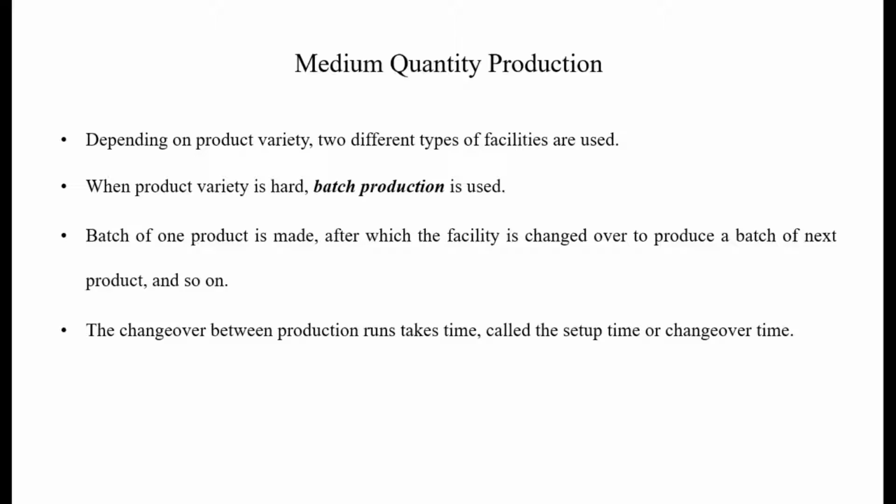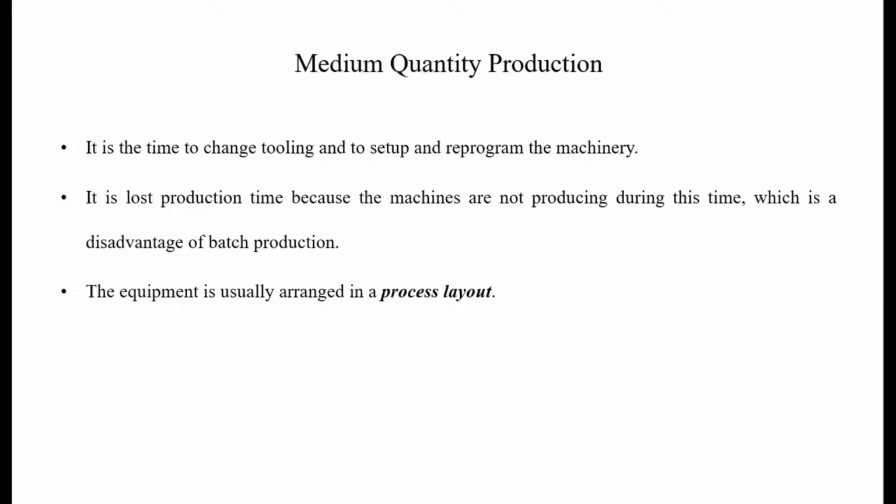So while switching from one batch to the next, we have to stop the production machines. We have to make physical changes to the machines. We have to change the physical setup of the machines. We have to change the work holding devices. We have to change the cutting tools. This is the time during which the machines are not producing. They are not performing the processing operations or the assembly operations. So this time is the lost production time, which is the disadvantage of batch production.